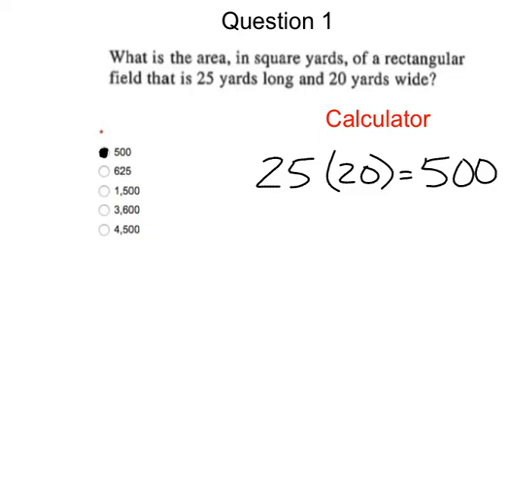To the answers for the first quiz. Question number 1, we're looking for area. That is a simple length times width. That is 25 times 20 for a total of 500. Answer to question number 1.